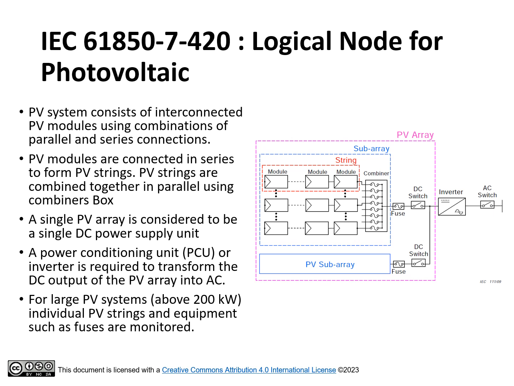Since the power system requires AC power for an interconnected generation, a power conditioning unit, PCU, or converter is required to transform the DC output of the PV array into AC. For large PV systems above 200 kilowatts, individual PV strings and equipment such as fuses are monitored.